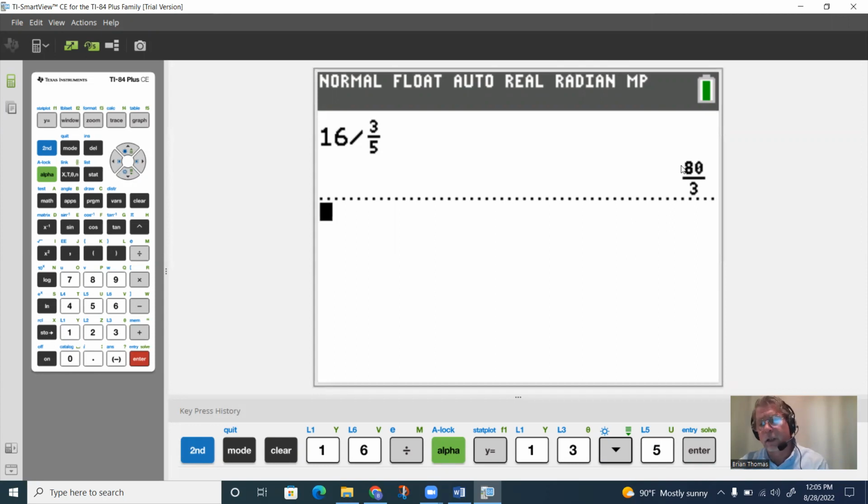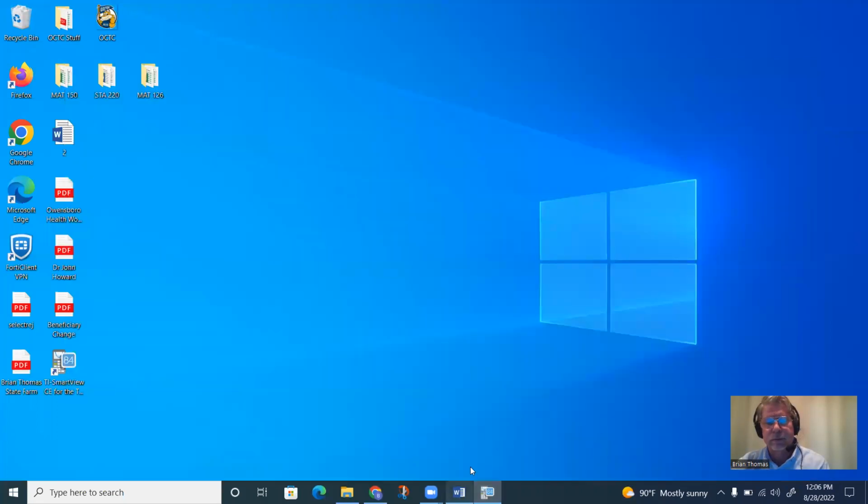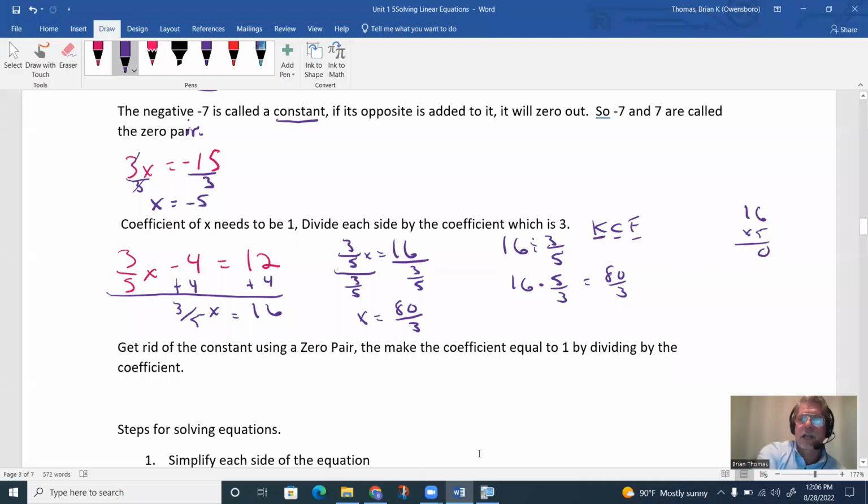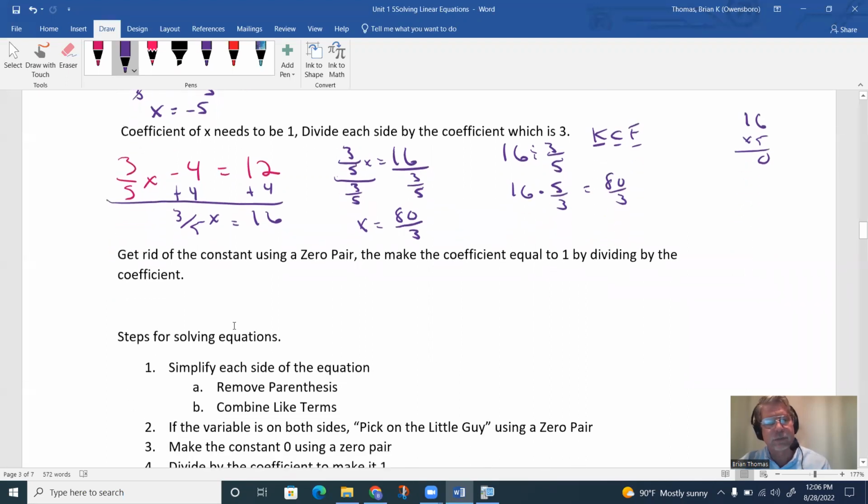So usually on my lab math, they usually like to leave this as just an improper fraction, numerator over denominator, unless the directions specify differently. So we would get 80/3 either way we do that. So that would be our solution. So again, we got rid of the constant to start with, that -4, and then we got rid of the coefficient by dividing by the coefficient.